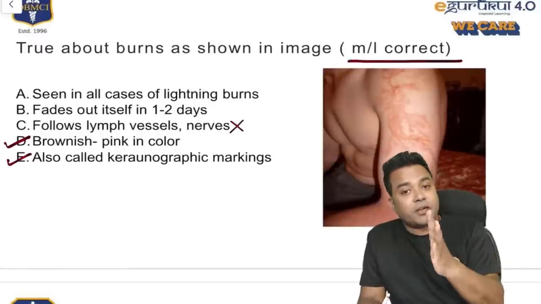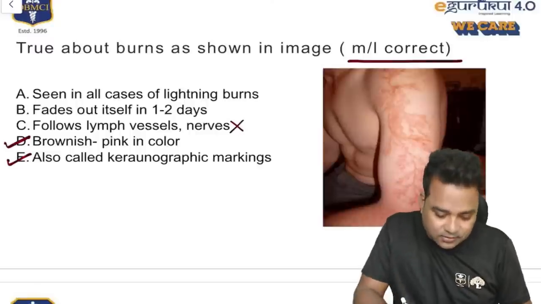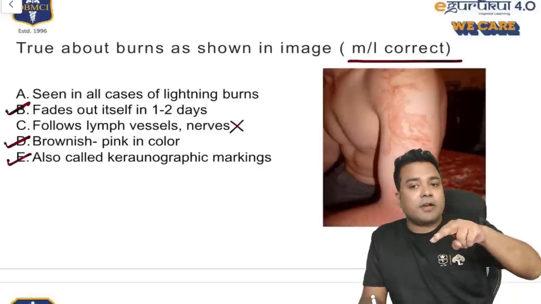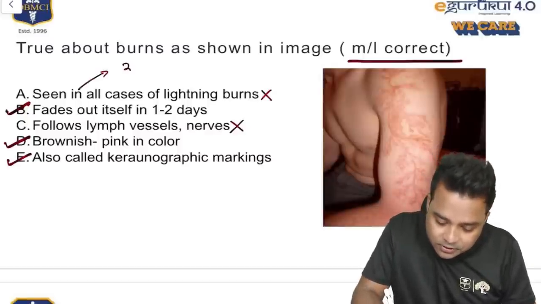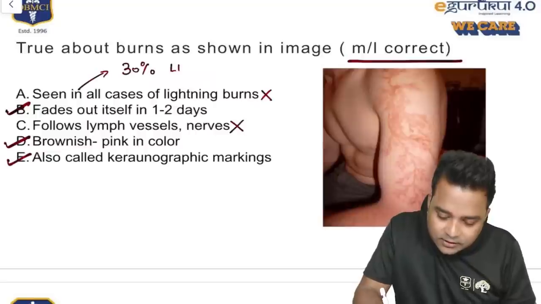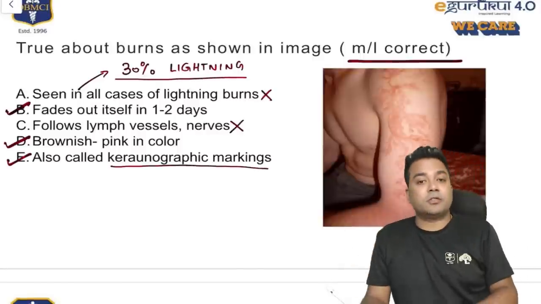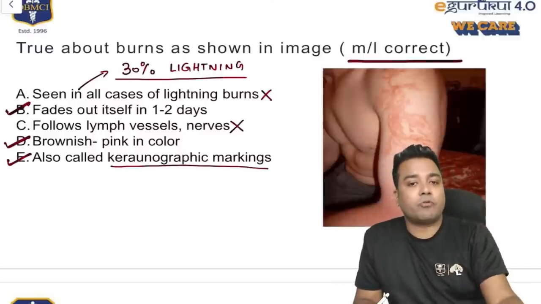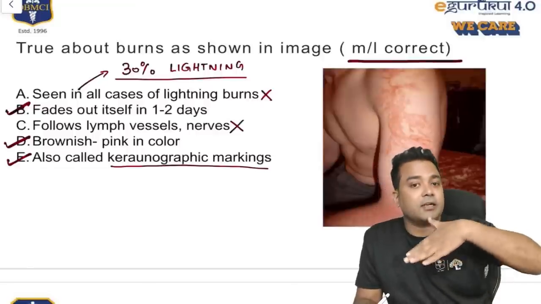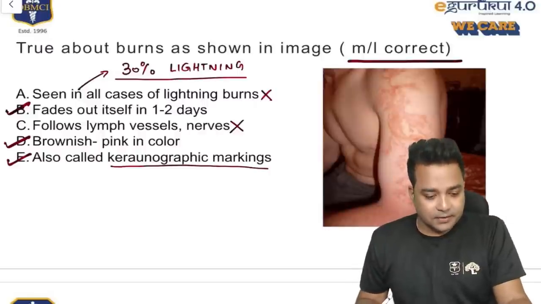Do they fade out by themselves? Are they self-limiting in 24 to 48 hours? Yes. Are they seen in all cases of lightning burns? Totally wrong. They are seen in 30% of lightning burn cases. These are the lines of your notes now: filigree burns, also called chironographic burns or arborescent burns, are seen in 30% lightning cases. In survivors, they fade out in 24 to 48 hours and they don't travel. Here, the lightning current does not travel along major nerves and vessels. And usually the color is brownish pink. Correct?